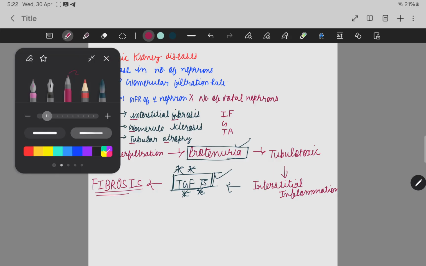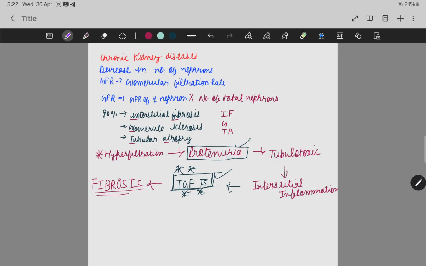So this is the basic pathology of chronic kidney diseases, which starts with hyperfiltration, which causes proteinuria, and excessive proteinuria causes tubular toxicity. Tubular toxicity leads to interstitial inflammation, which causes release of TGF beta, and this TGF beta leads to fibrosis.